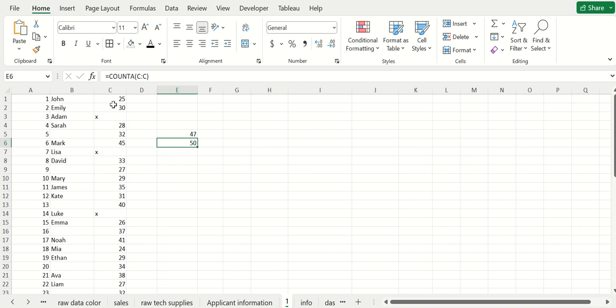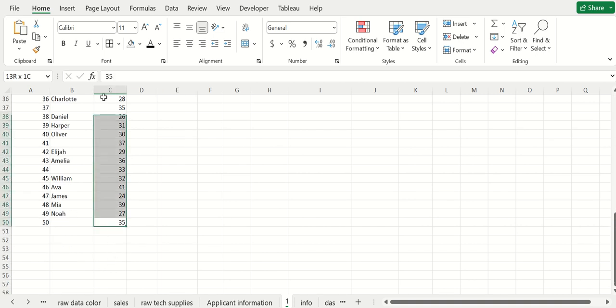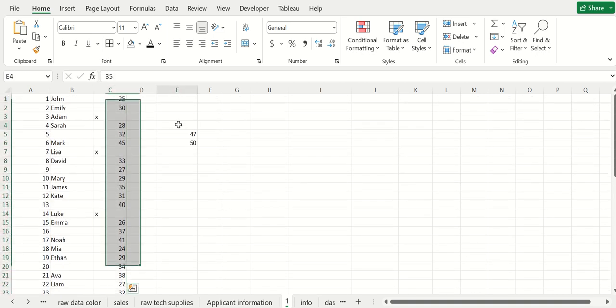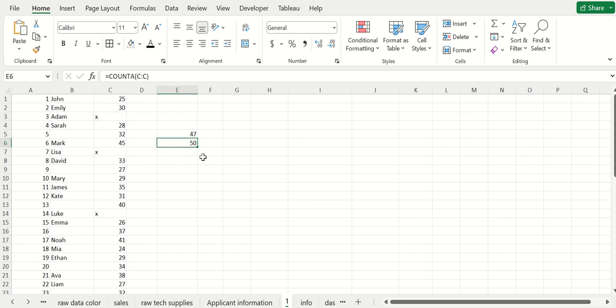And that makes sense as well. I have 50 orders, and no matter if they gave me their age or if it's an X, all 50 cells do have something in them, right? There are 50 values, whether it's a number or it's an X, and that's why it gives me 50, because it's counting every single value that's in my data set.